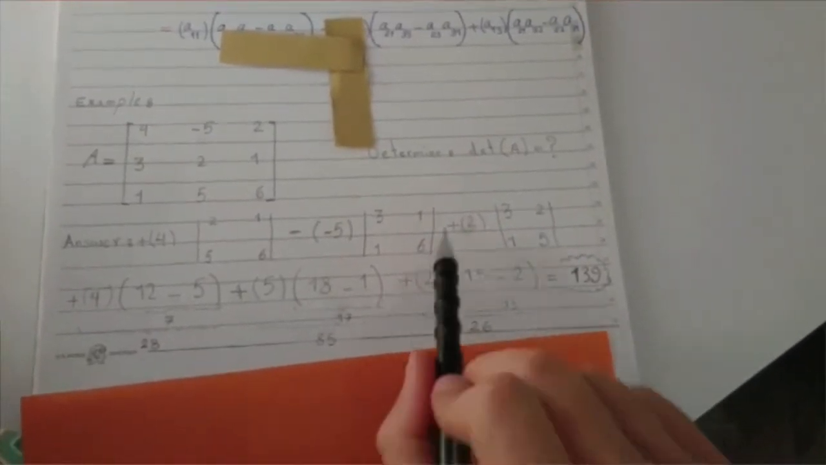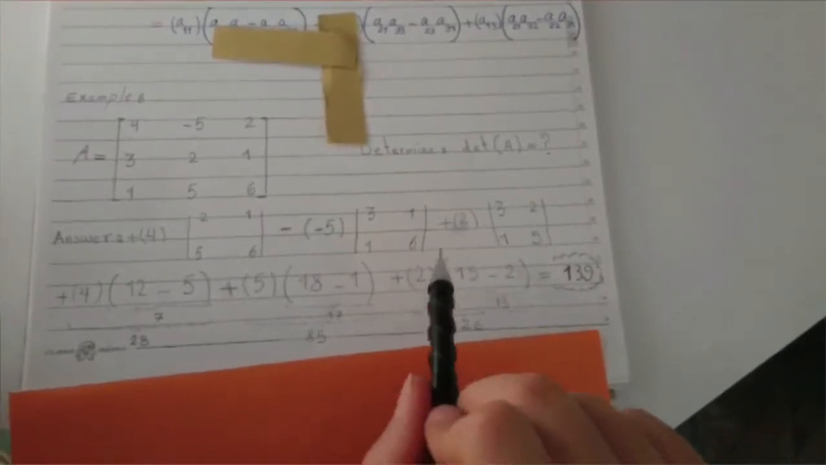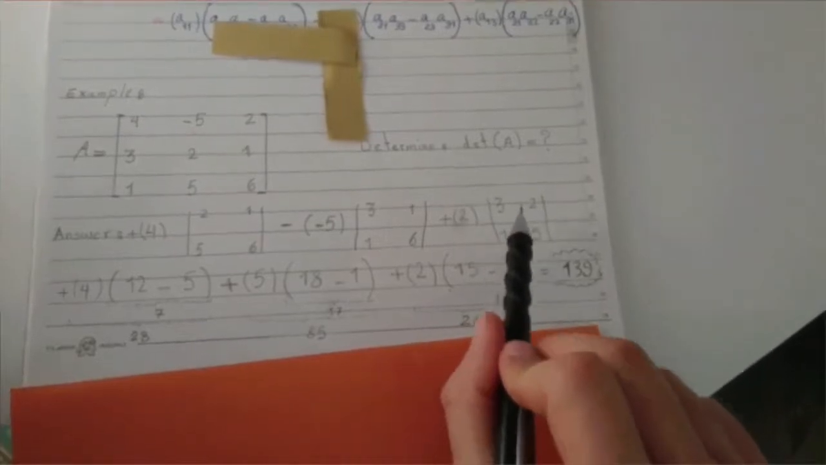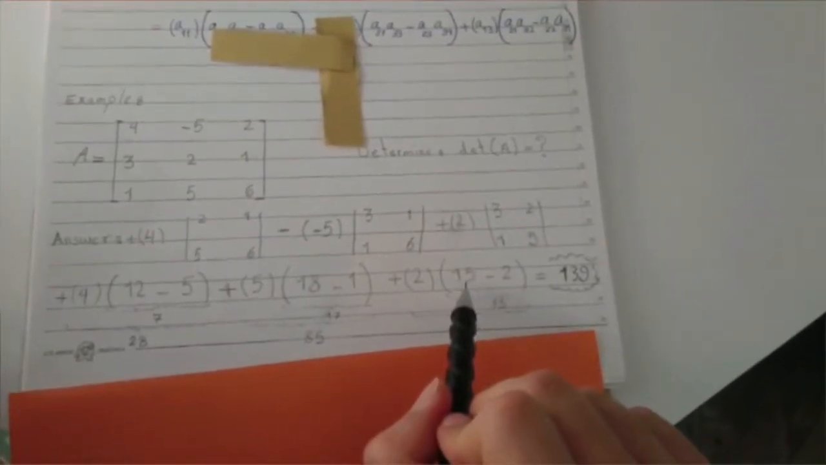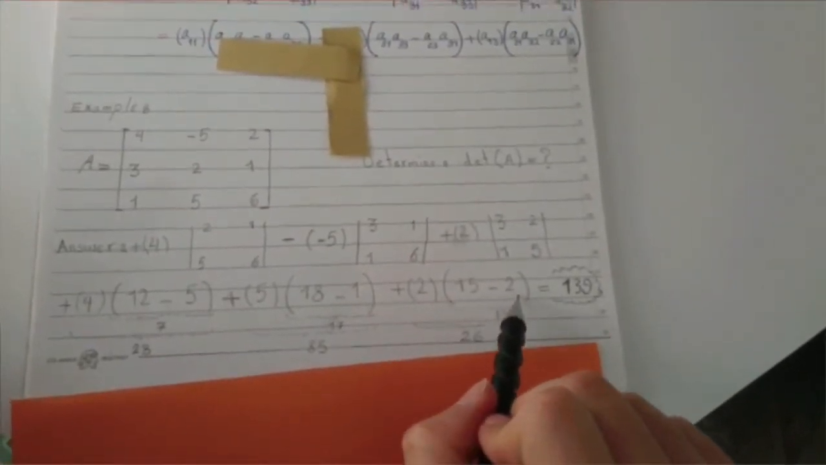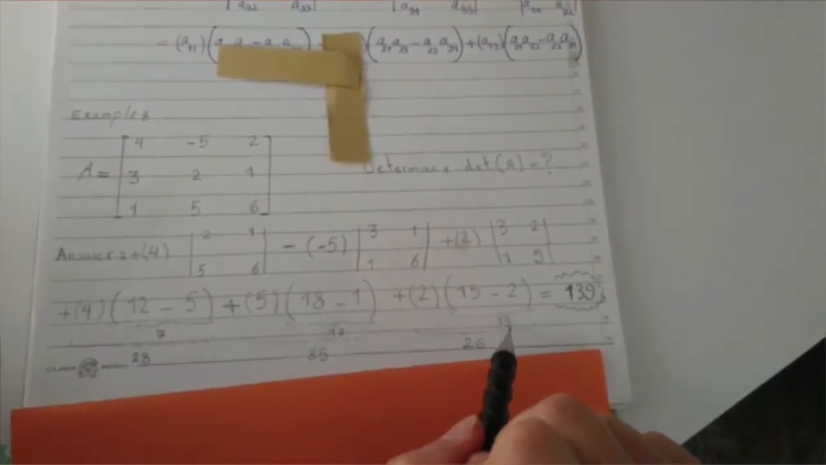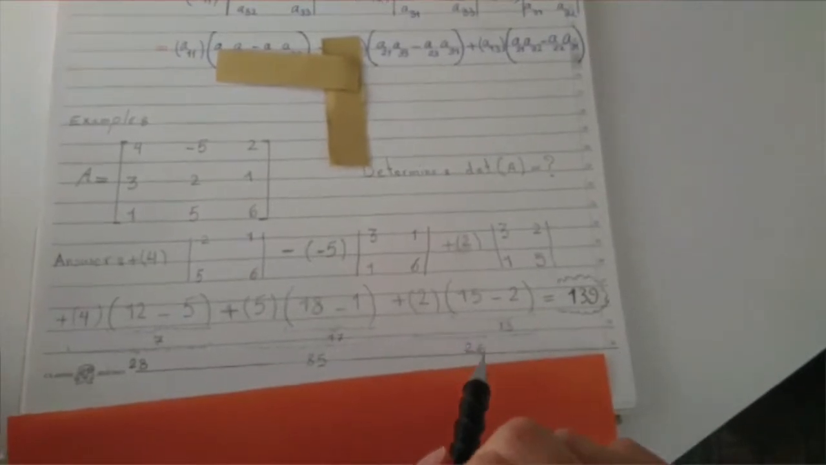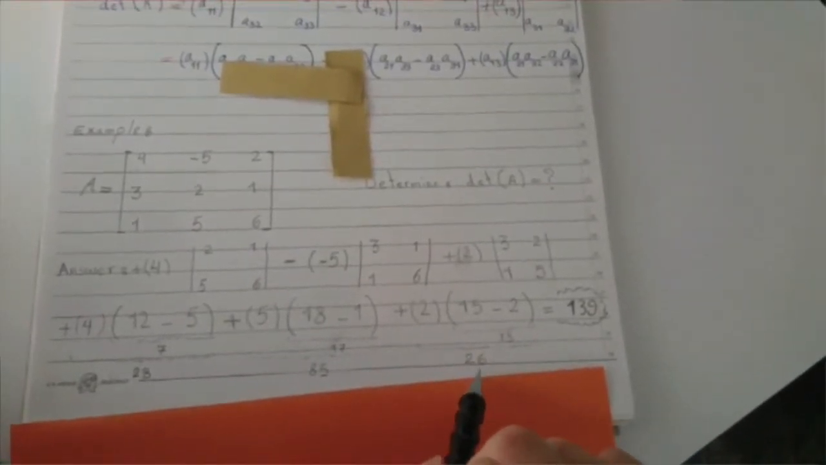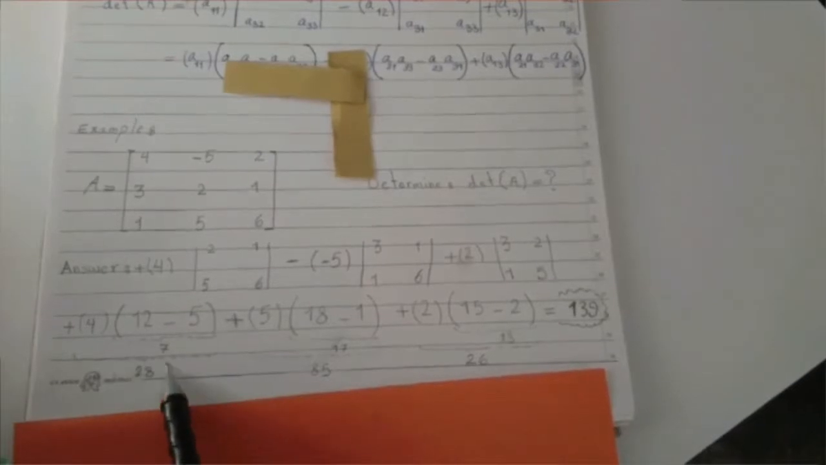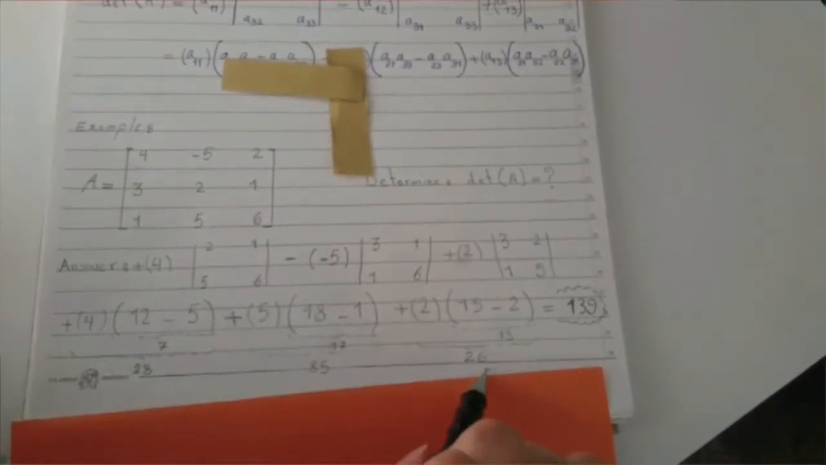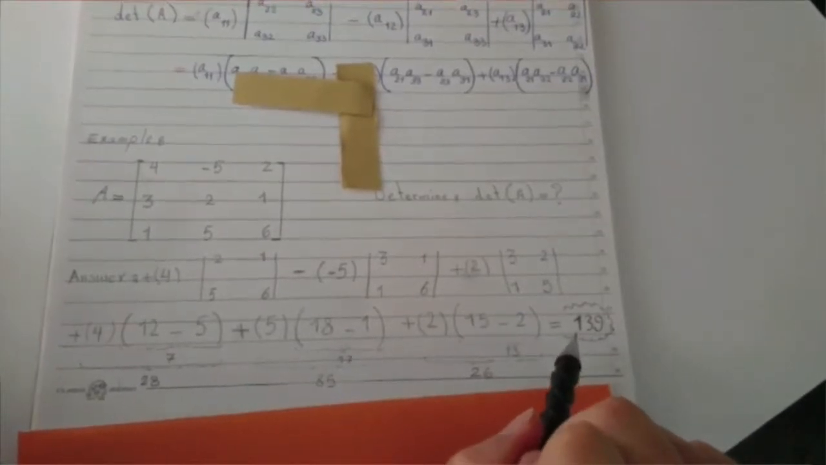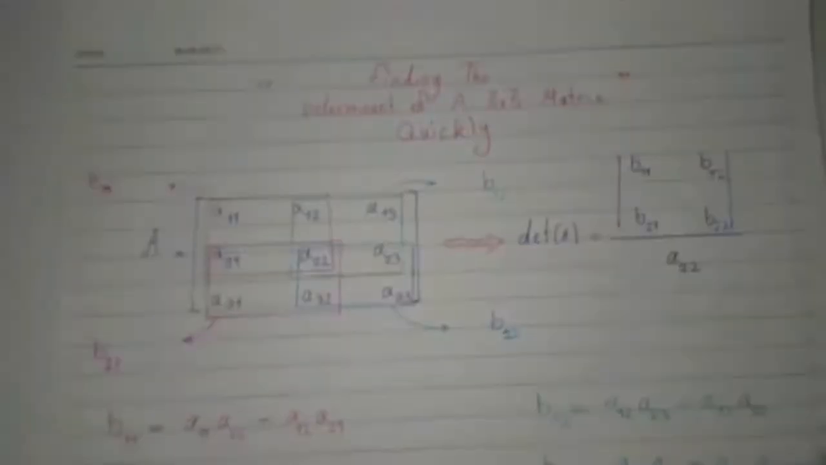Plus 2 multiplied by 3 multiplied by 5 minus 1 multiplied by 2, which is 15 minus 2, which is equal to 13, and 13 multiplied by 2 is going to be 26. And by adding these final values, we get to the answer, which is 139.